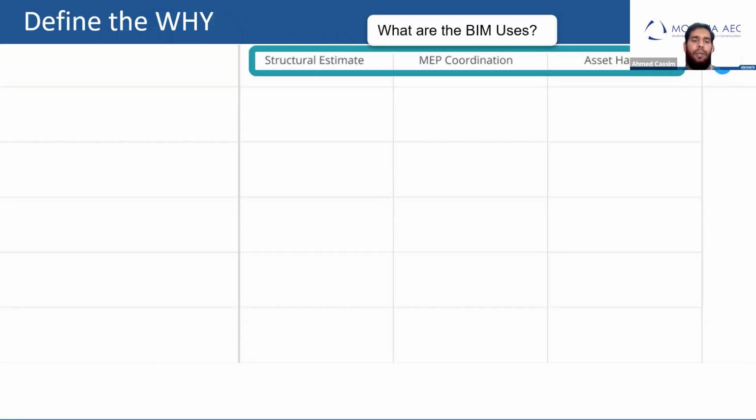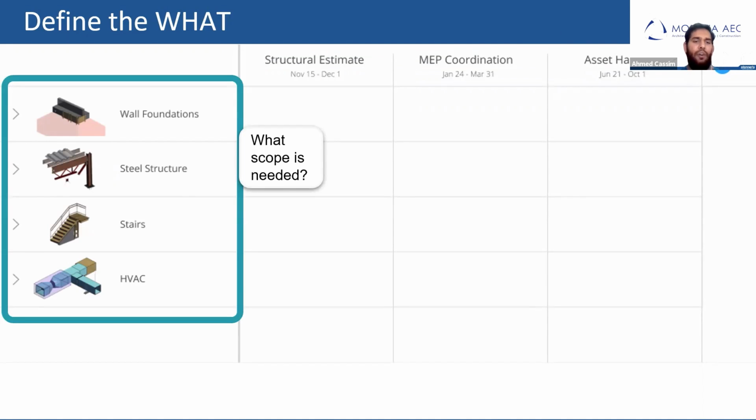What are the most important BIM uses for the project? Why are teams creating 3D modeling in the first place? What is the purpose for BIM? Once you've got that, you need to know what scope needs to be managed on the project. What's the list of elements that will need to be estimated, coordinated, handed over?